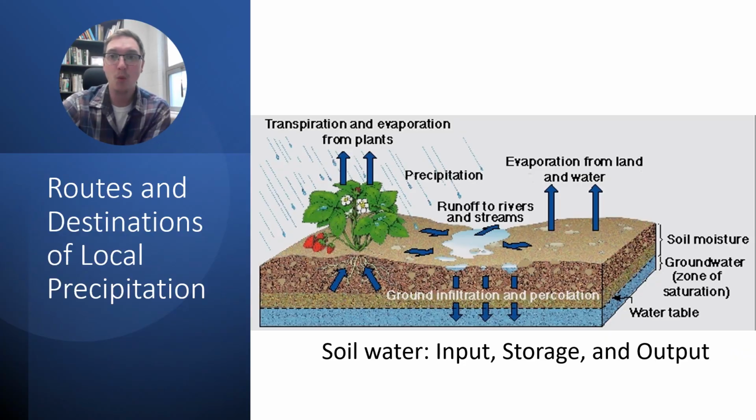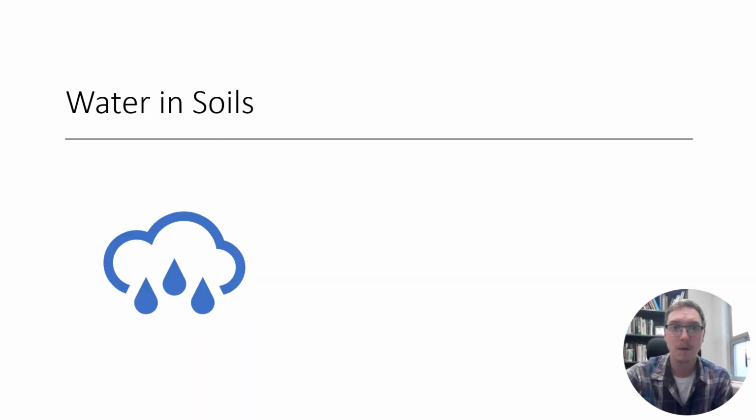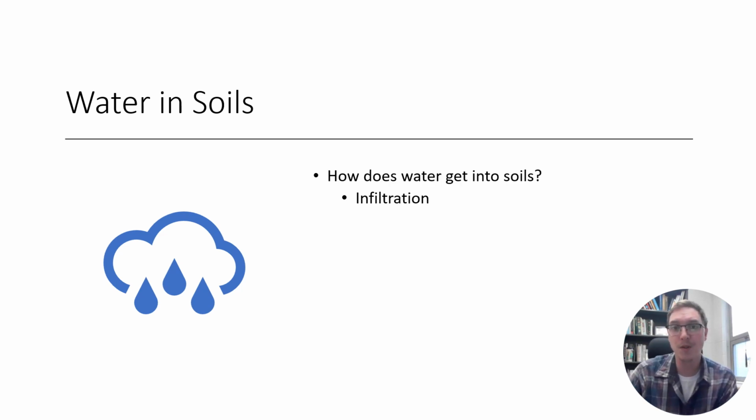So we consider soil water in terms of inputs, storage, and outputs, a system. This is our systems approach to geography and to our environmental world around us. So water in soils, how does water get into the soil? Well, it infiltrates.